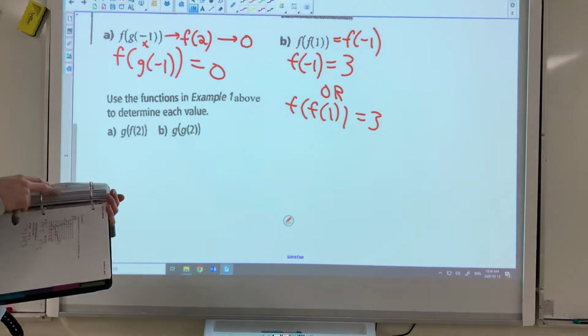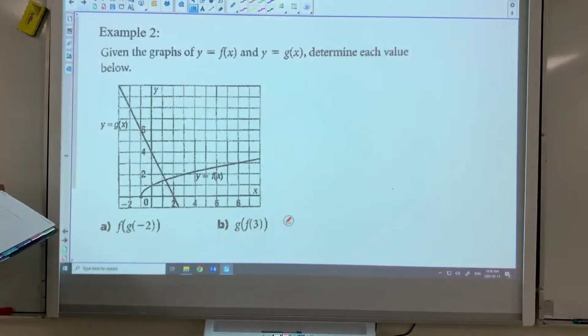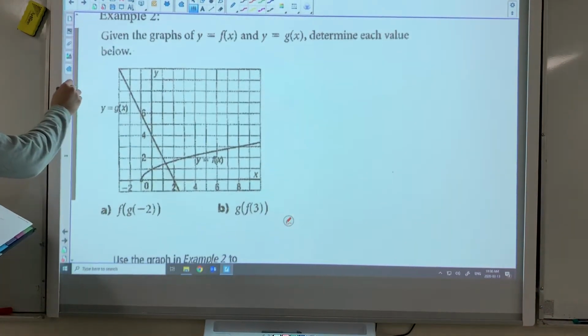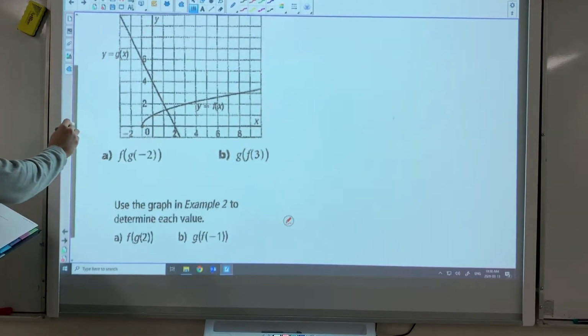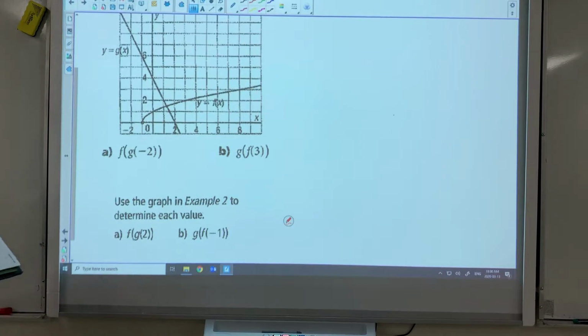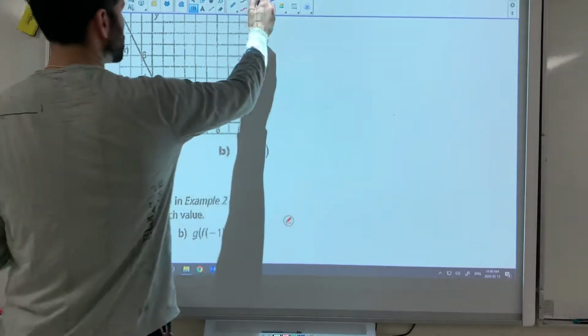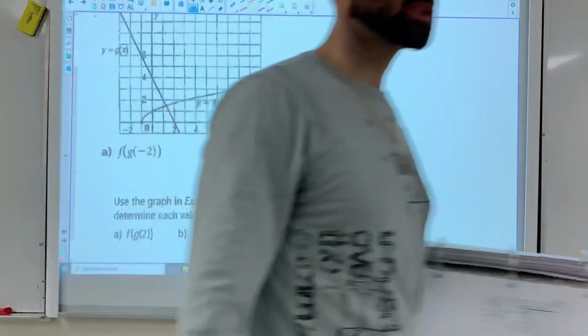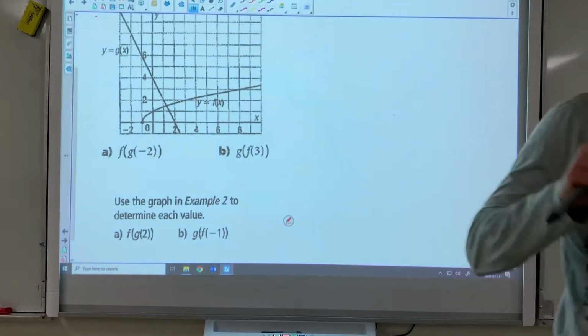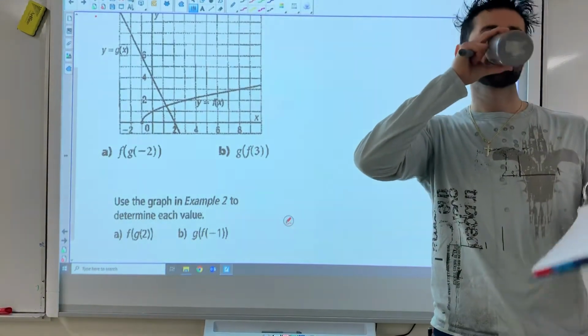All right. Another question with some graphs. Given the graphs of f of x and g of x, determine some values below. Maybe take a moment and see if you can try the first one on your own. I'll give you just 4 or 5 seconds to get started.